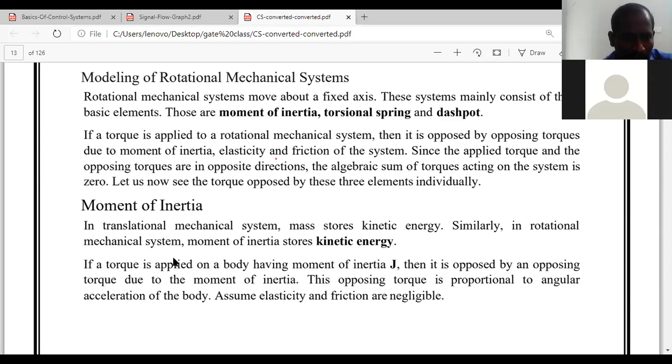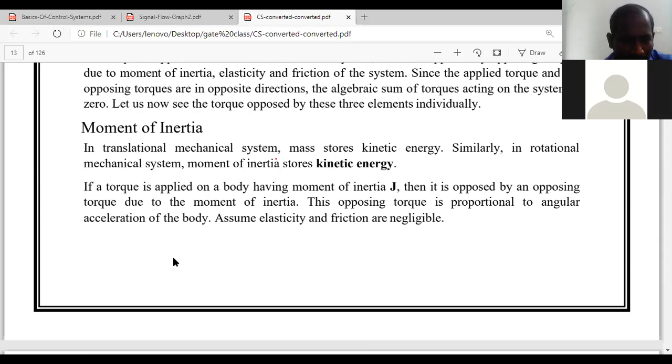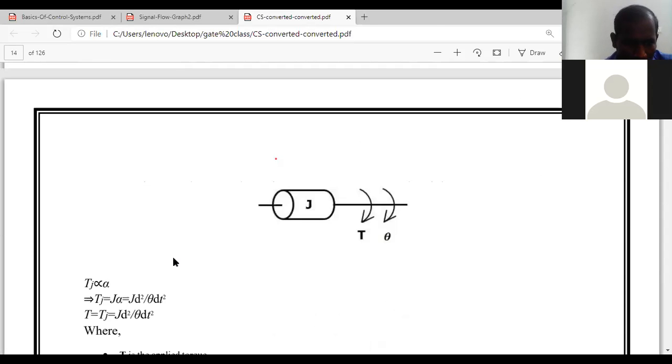In the place of mass, it will be a moment of inertia, that is J. The mass element is replaced by moment of inertia, and the spring element will be there, dashpot element will be there. The remaining elements will be the same. Am I clear?